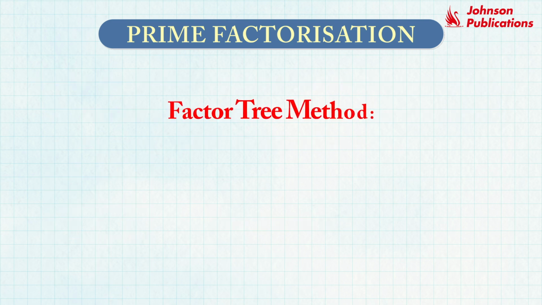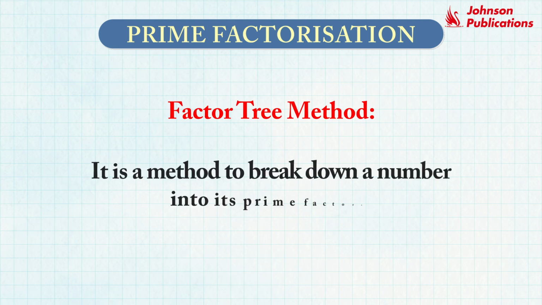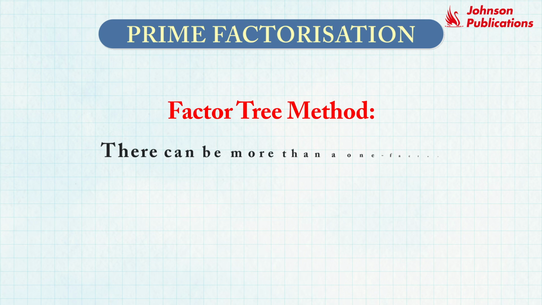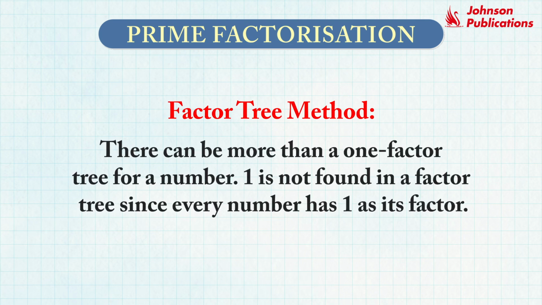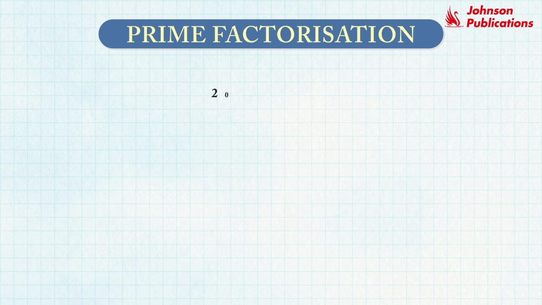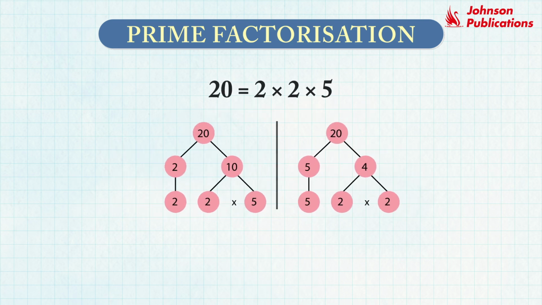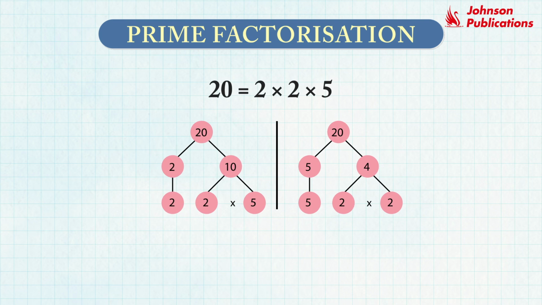Factor tree method. It is a method to break down a number into its prime factors. There can be more than one factor tree for a number. One is not found in a factor tree since every number has 1 as its factor. Let us find out factors of 20 using the factor tree method.